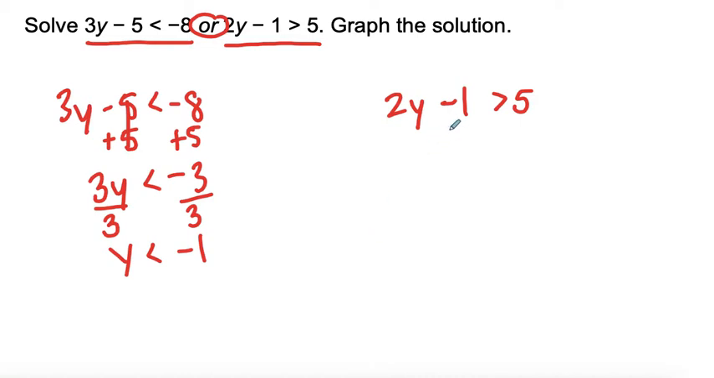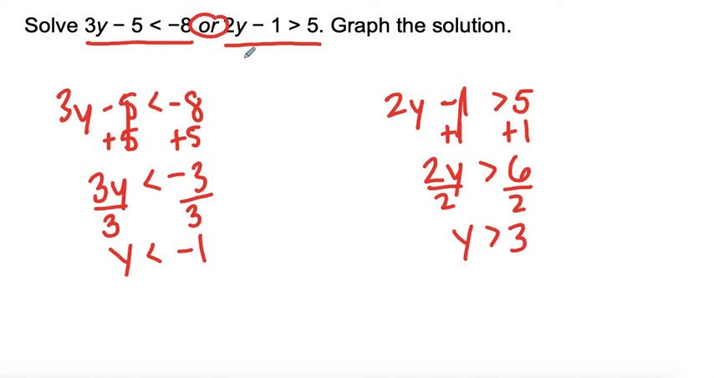Now over to this example, we're going to add 1 to both sides to start off. So we get 2y is greater than 6, divide both sides by 2, and now we get y is greater than 3. The "or" that we started off with is going to come down in between here. So we have y is less than negative 1 or y is greater than 3. Make sure we follow the directions. It also asks us to graph this solution. So we're going to create a graph.